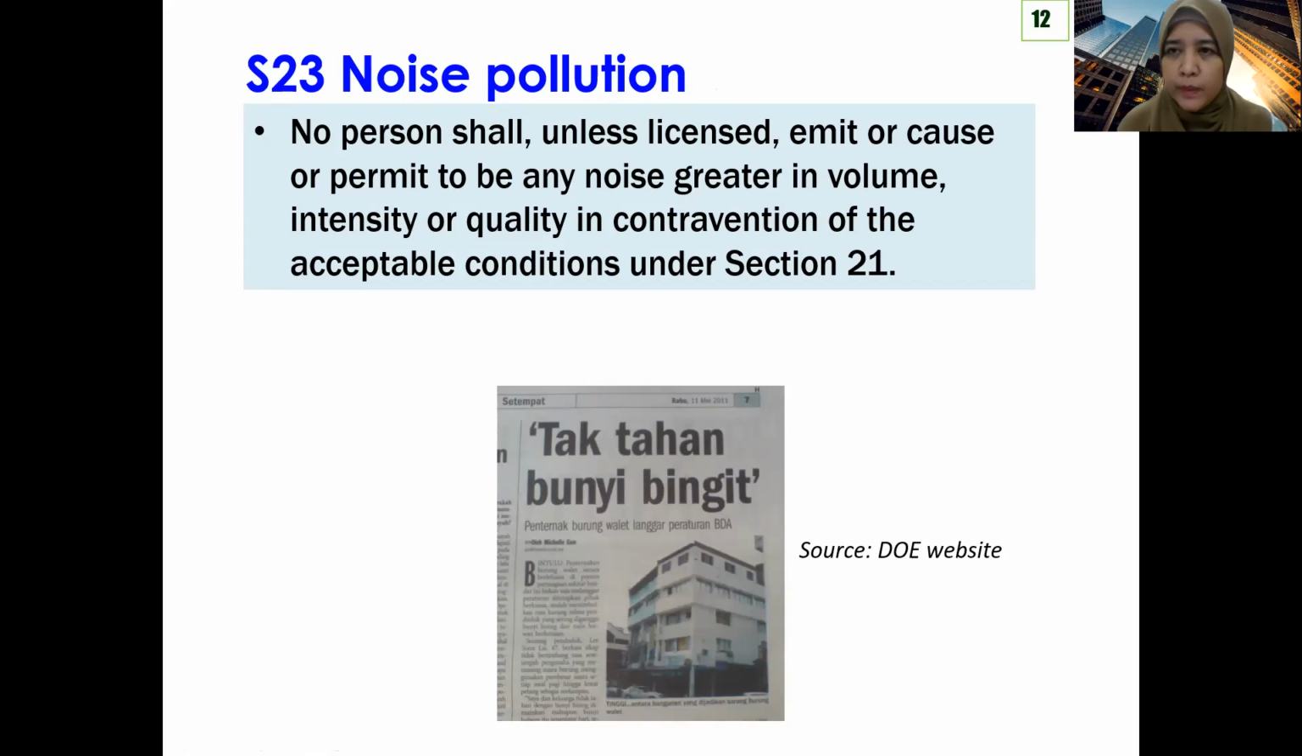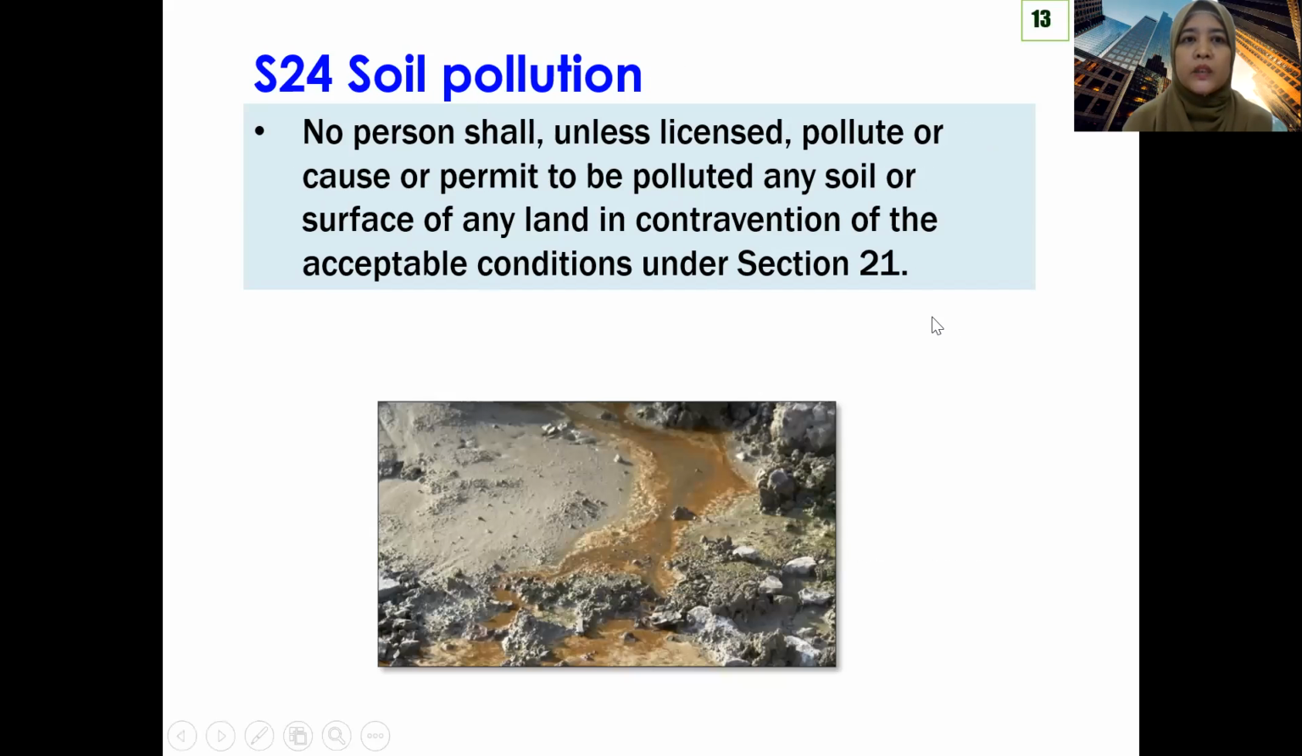Yeah, hopefully everybody understands. So no person shall, unless licensed, emit or cause or permit to be emitted any noise greater in volume, intensity, or quality in contravention of the acceptable conditions under section 21. So inside the license, that sets the decibel allowed in the license premise just now.